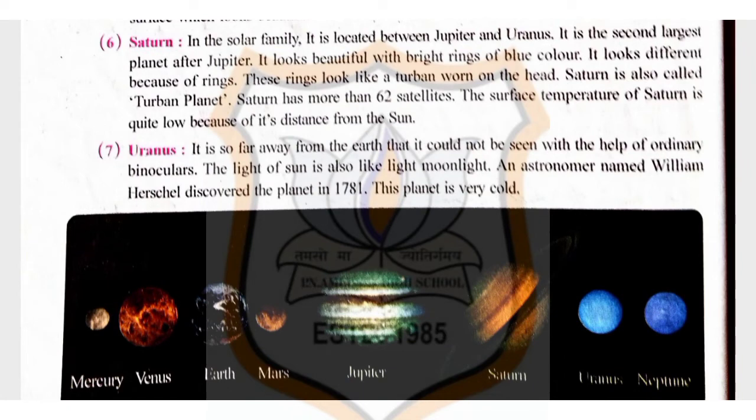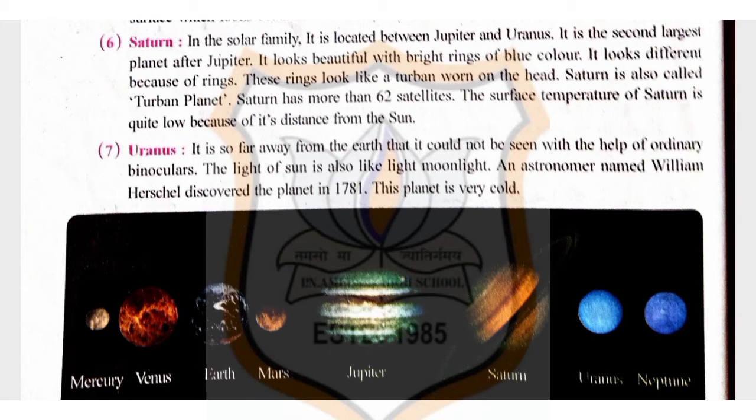Next is Saturn. In the solar family, it is located between Jupiter and Uranus. It is the second largest planet after Jupiter. It looks beautiful with bright rings of blue color. It looks different because of the rings. These rings look like a turban worn on the head. Saturn is also called the turban planet. Saturn has more than 62 satellites. The surface temperature of Saturn is quite low because of its distance from the sun.